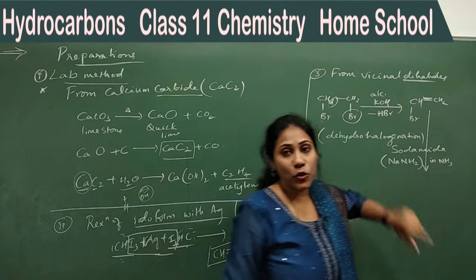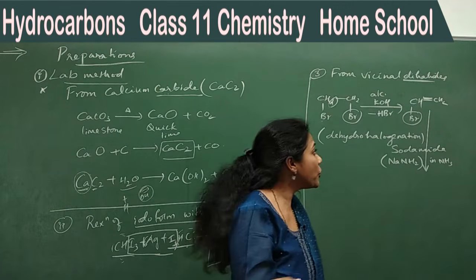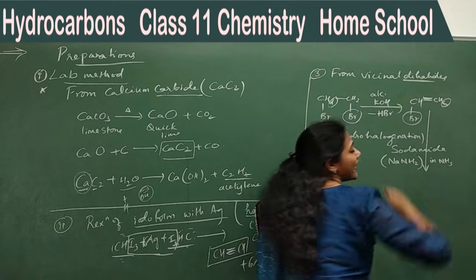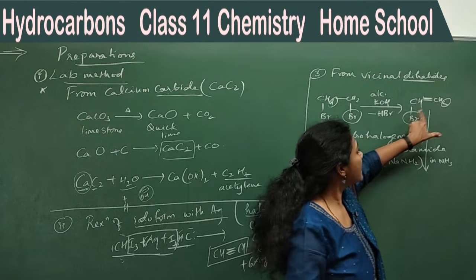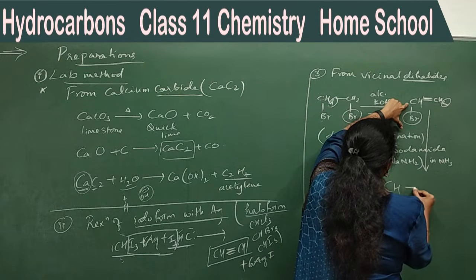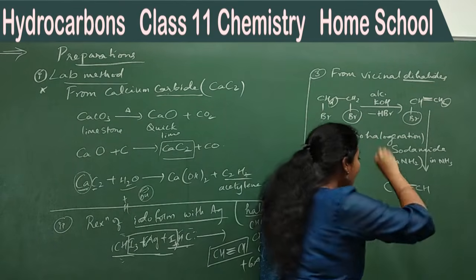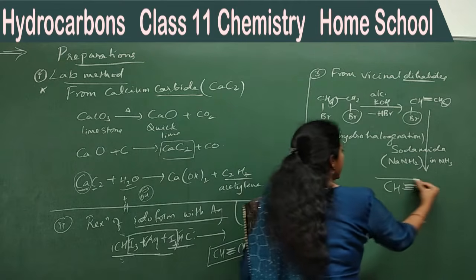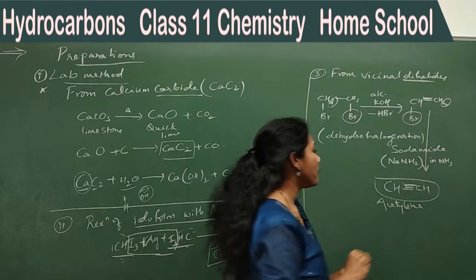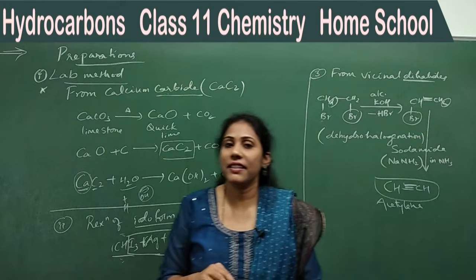One Br, one hydrogen is removed. Which Br can I remove? This is the only Br available. Which hydrogen can I remove? I cannot touch these hydrogens, so I'll have to remove one of those hydrogens. If I remove this Br and one of these hydrogens, what is remaining? You have CH double bond CH, but the valency of the carbon atoms is not satisfied, so I'll put a triple bond. What is this? You got your acetylene, your ethyne molecule. So this is how from vicinal dihalides you can prepare acetylene.